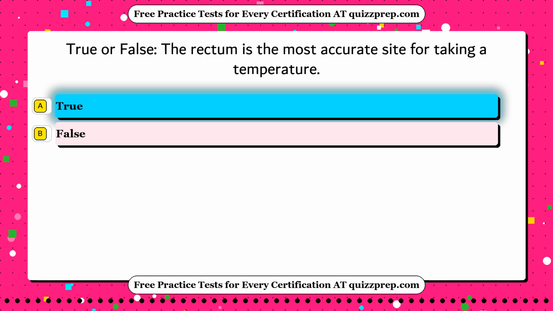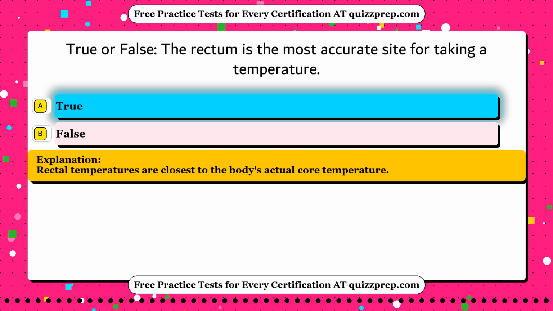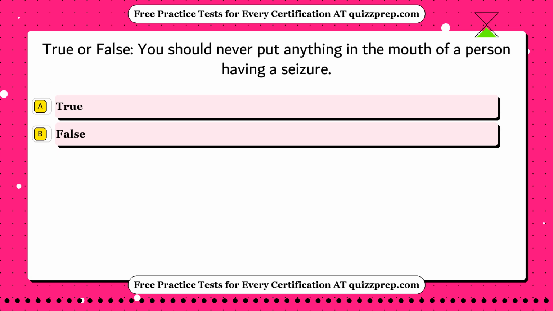The correct answer is option A, true. Rectal temperatures are closest to the body's actual core temperature. Question 69. True or false, you should never put anything in the mouth of a person having a seizure. Option A, true. Option B, false.